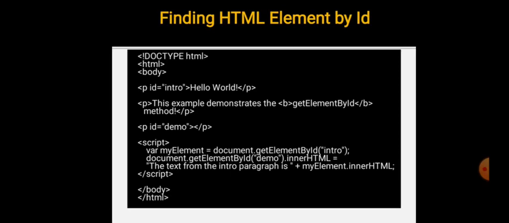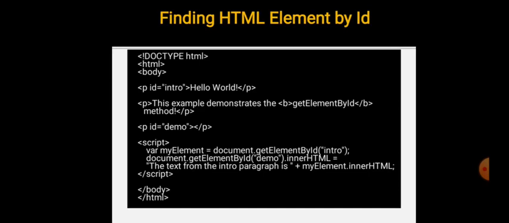In the next statement, we can see document.getElementById of demo.innerHTML. We all know the purpose of innerHTML. InnerHTML is a property which is used for manipulating the content of an HTML tag. So in this statement, we are getting the element whose ID is demo, then we are changing its content to the text from the intro paragraph plus myElement.innerHTML.